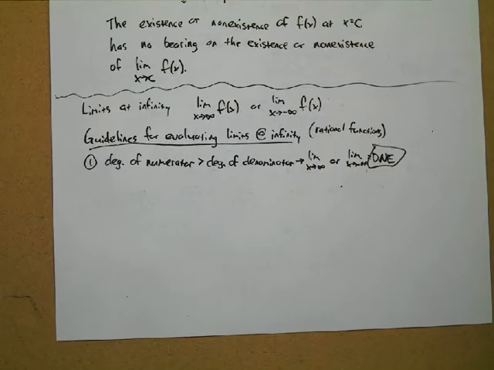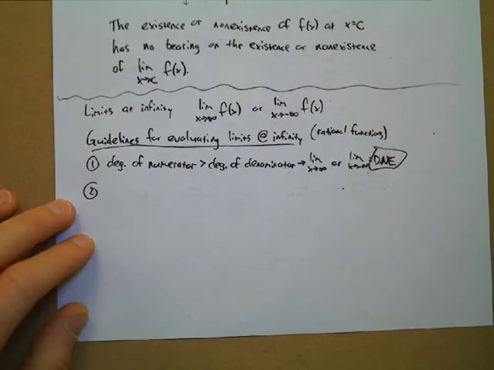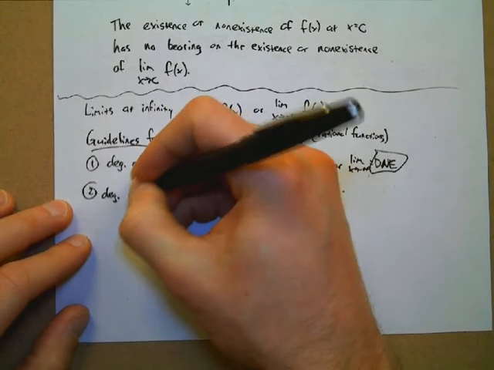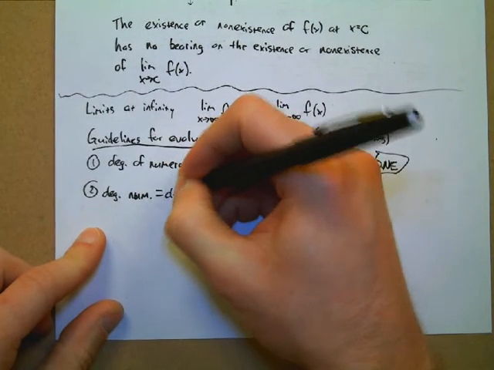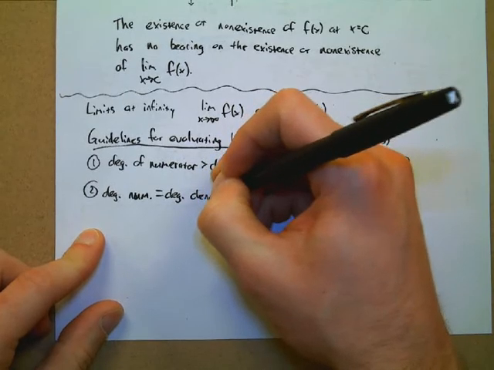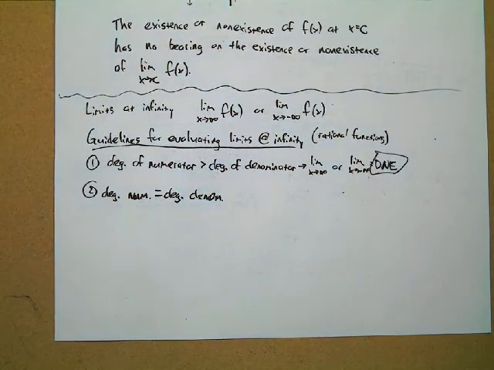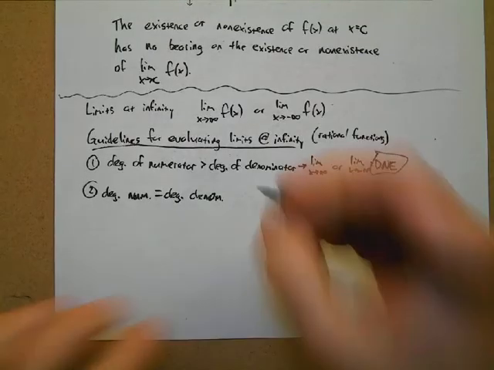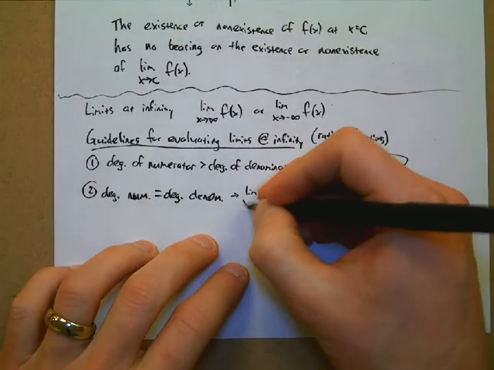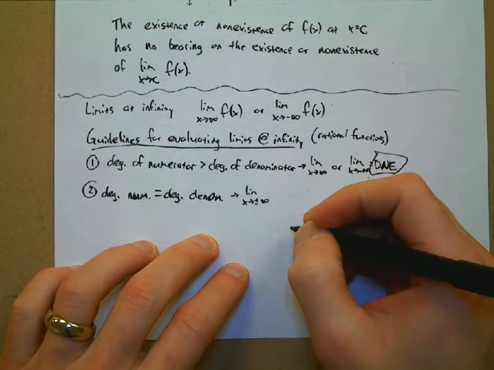Okay. If the degree of the numerator is equal to the degree of the denominator, so the numerator and denominator degree are the same, does anyone remember what this will equal? It's the ratio of the lead coefficients. This is essentially the horizontal asymptote stuff.